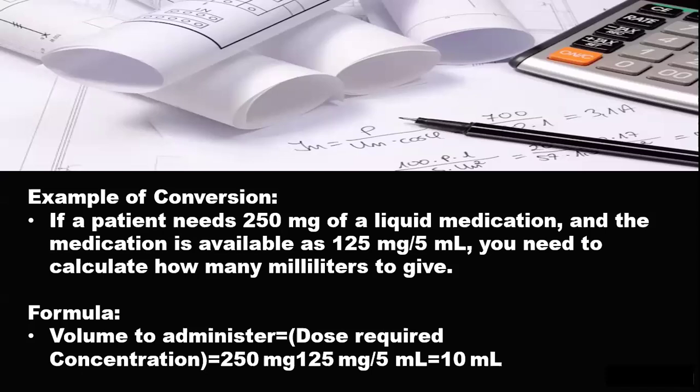Now, like the example that we have here, if a patient needs 250 milligrams of a liquid medication, and the medication is available as 125 milligrams. Sometimes it happens, maybe you don't have the exact mg of that particular drug in the pharmacy. You have a lower quantity. So all you need to do is to add it and put it together so that you would get it right. So if you have the 250 and the medication is available as 125 per 5 mL, what you need to do is to calculate how many milliliters to give. It's as simple as that.